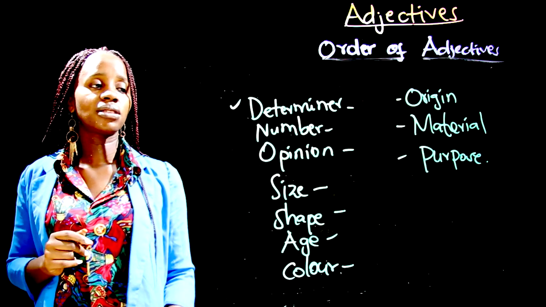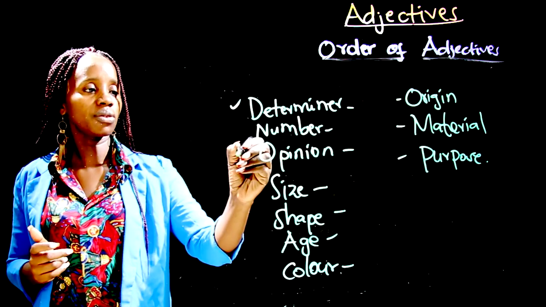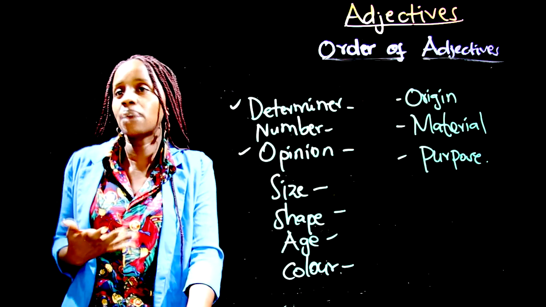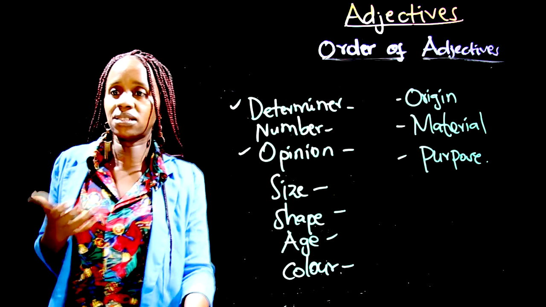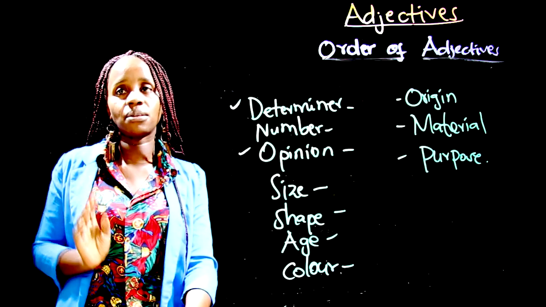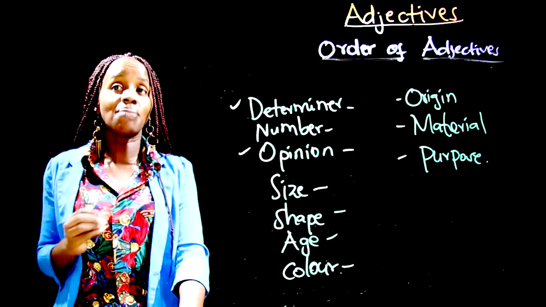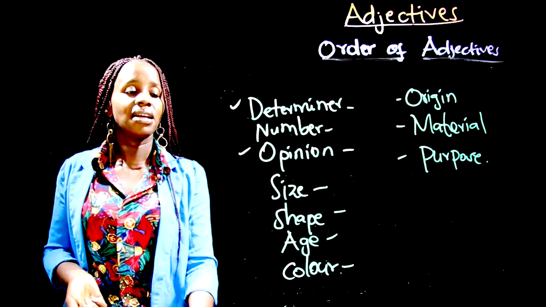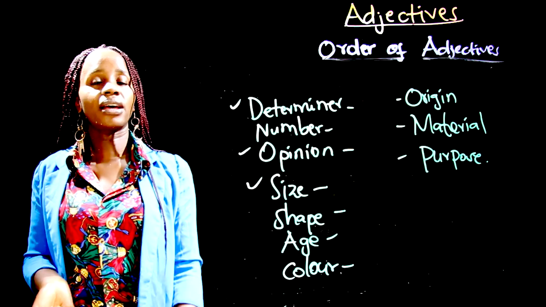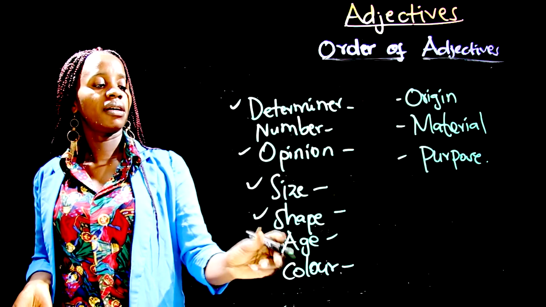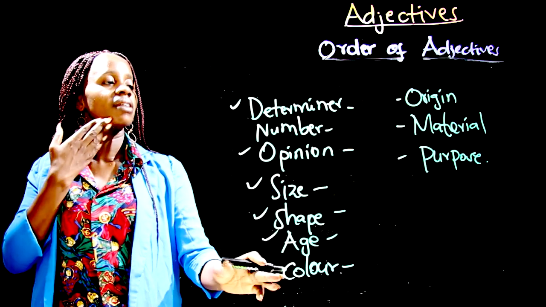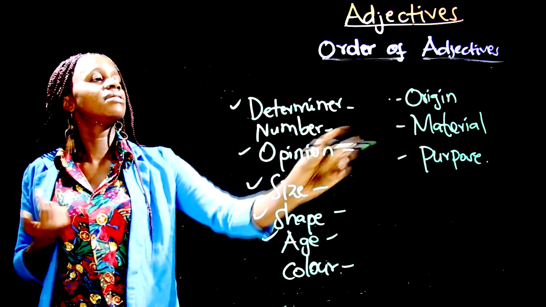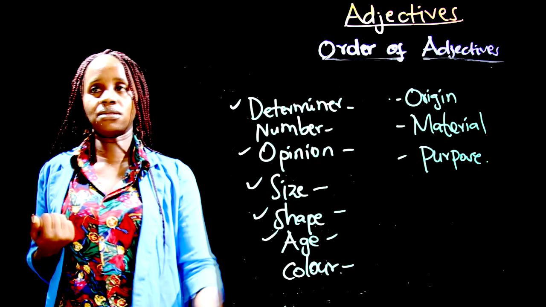Then what follows is opinion. Opinion is what you think, from your own perspective. It doesn't have to be any other person's, so someone else might have a different opinion on whatever thing you're describing. Then the size, then the shape, age, color, then origin, where it comes from, then material, then purpose.